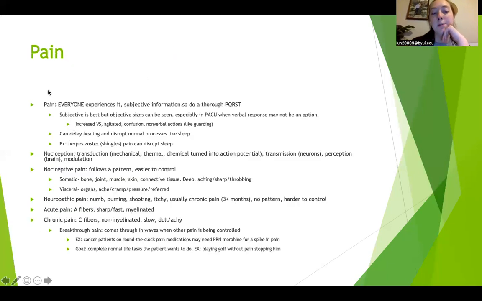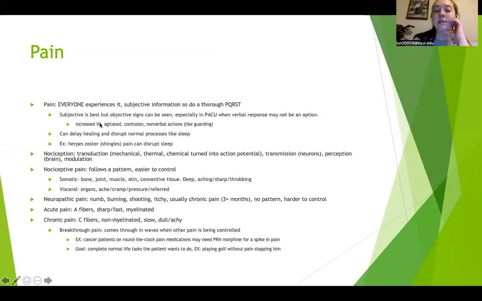Okay, pain. So pain, everybody experiences it. It's very subjective. So make sure to do a thorough PQRST. There'll be questions about PQRST always, I feel like. So subjective is best, but objective signs can also be seen with pain. So especially in like the PACU or ICU when verbal response may not be an option, you'll use like the FLACC score to determine somebody's pain.